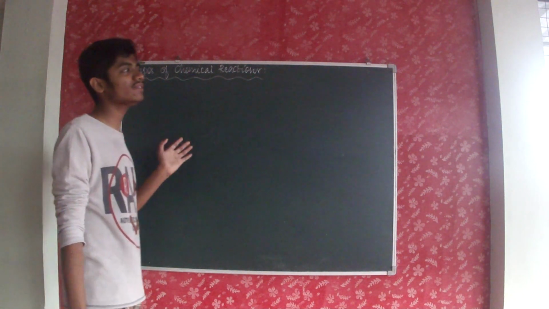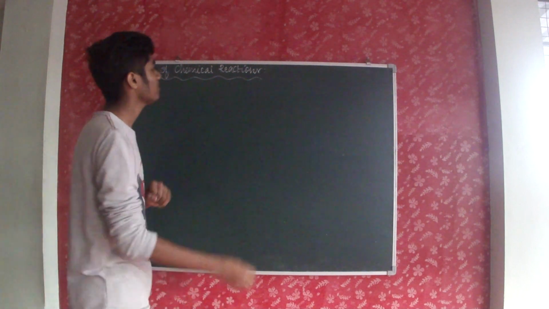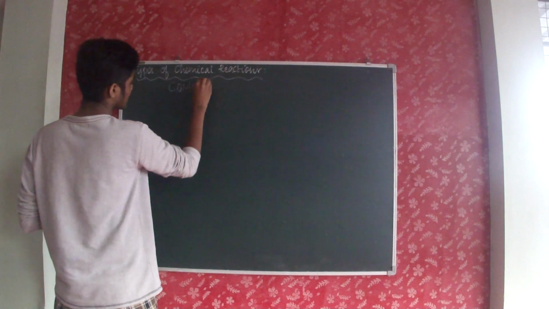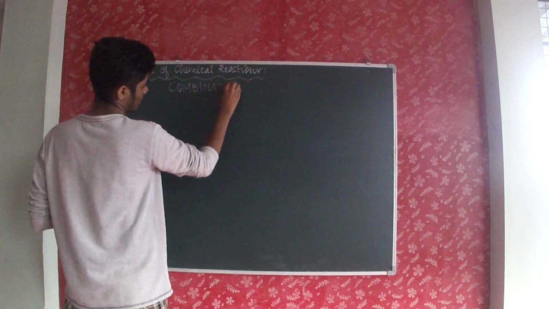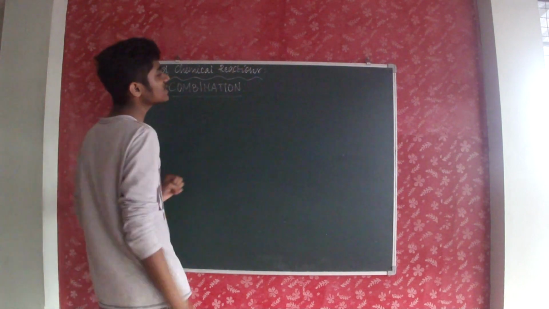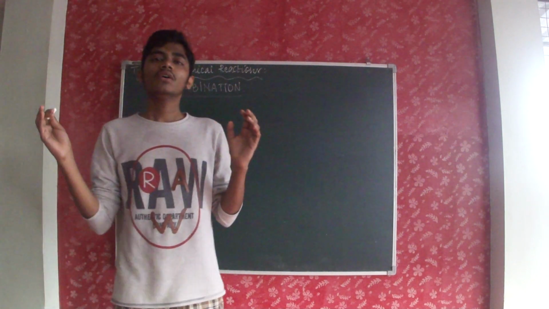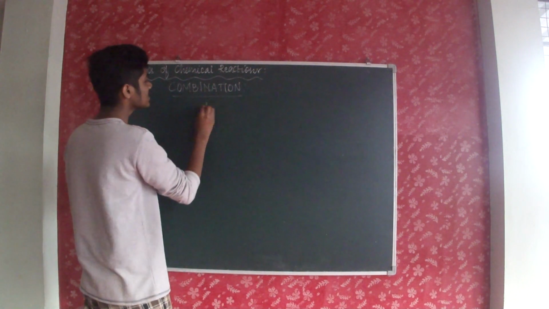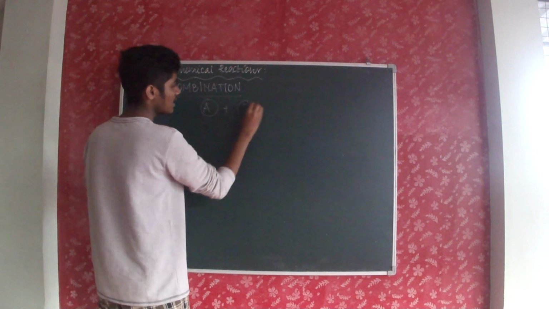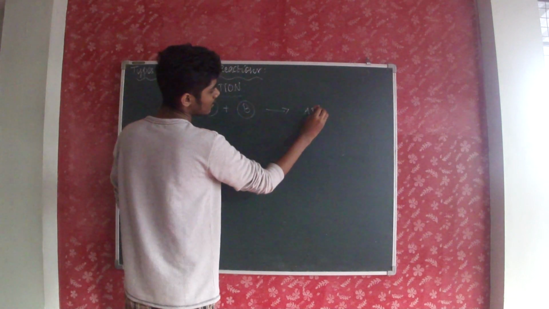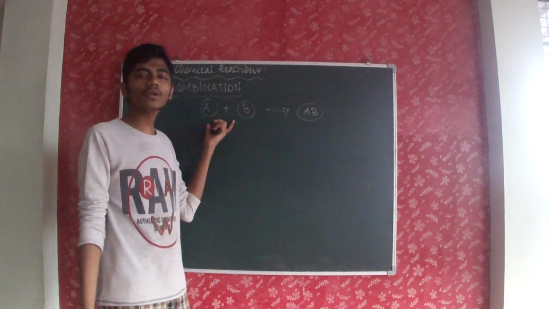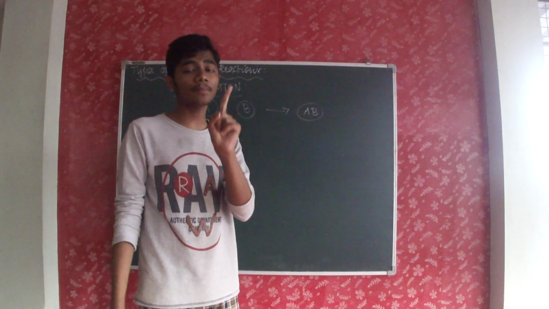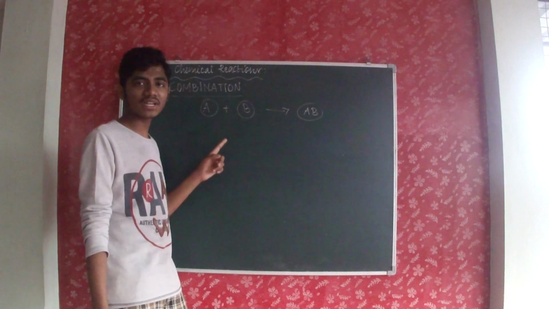Today we are going to deal with the types of chemical reactions in detail. The first type is the combination reaction. The word itself says combination: two things combining together to produce a single product. We can write it as A plus B gives AB. Two or more reactants combining together to form a single product, that's very important, single product, is known as a combination reaction.